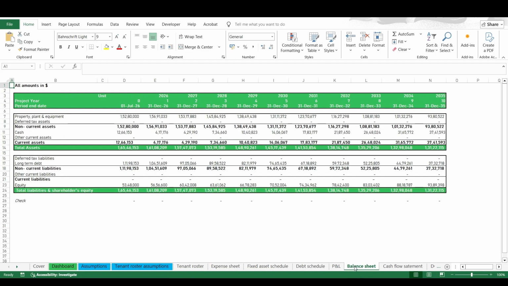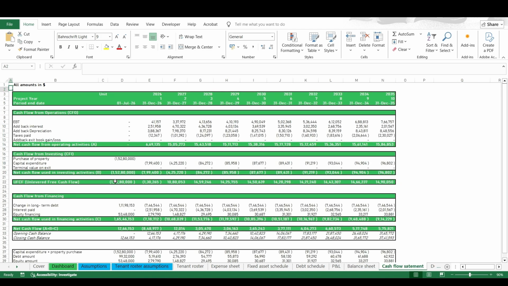Next is the balance sheet, which is pretty much straightforward. We have our assets and liabilities plus equity, and there's a check placed here which ensures that the balance sheet is always balanced. Then we have our cash flow statements. We get our net cash flow from operating activities, then net cash flow from investing activities, which lead to unlevered free cash flow that is available to the business. Then we have cash flow from financing, and at the end we have the net cash flow and the opening and closing cash balance for each period.